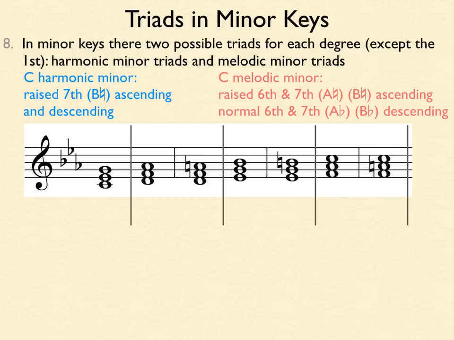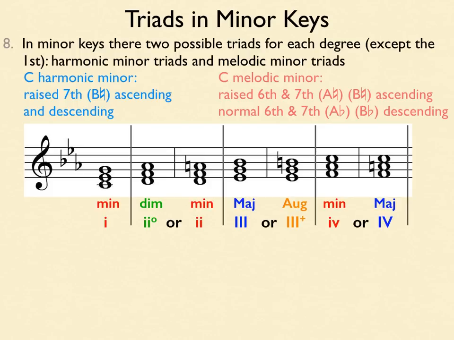So we're still in the key of C minor, but you should be able to see that the tonic triad in C minor is C, E flat and G, and that's the only type of triad that you have for the tonic. But for the supertonic, you can see it can either be a diminished triad or a minor triad, depending on whether or not you have that A natural. For the mediant triad, you also have a major triad or an augmented triad, depending on whether or not you have that B natural. And for the subdominant triad, it can either be minor or major, depending again on whether or not you have that A natural.